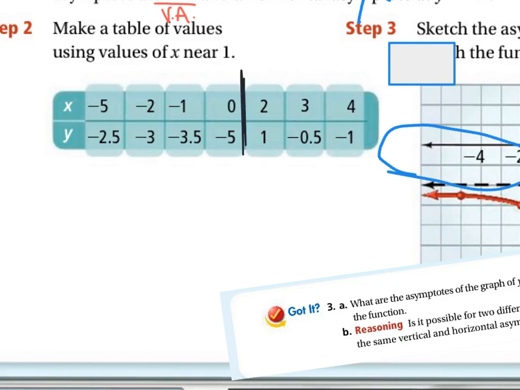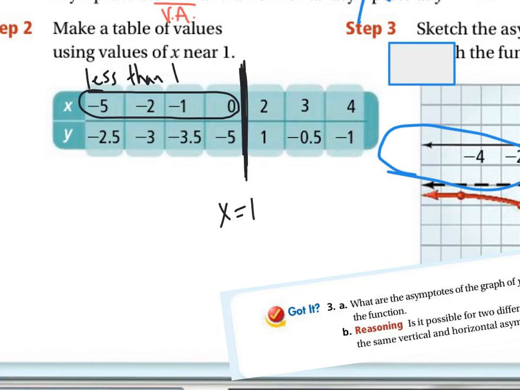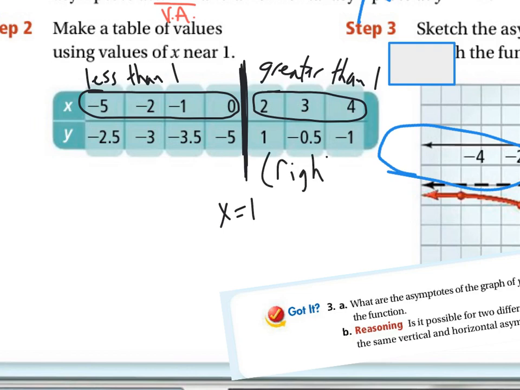So here's kind of our cutoff, because our vertical asymptote was x equals 1. So these values are less than 1. So those would be to the left of that vertical asymptote. 2, 3, and 4 are greater than 1. So those would be to the right of the vertical asymptote. So right of the vertical asymptote, left of the vertical asymptote.